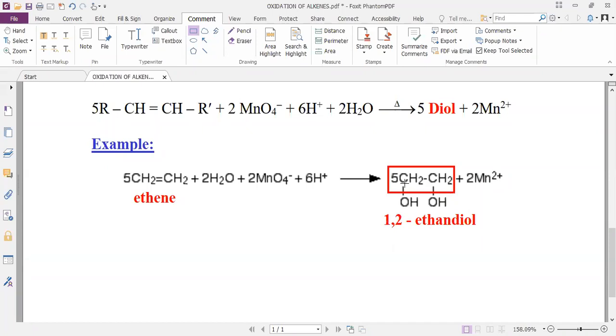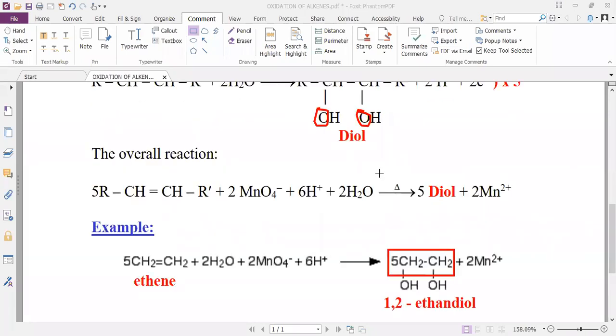On carbon 1, we have OH. On carbon 2, we have also OH. So the name will be 1,2-ethane diol. The hydroxyl groups, we cannot put them on 1 carbon atom. So we remove the double bond. Directly, each carbon atom will receive OH. So it becomes a dialcohol. So it will be 1,2-ethane diol.